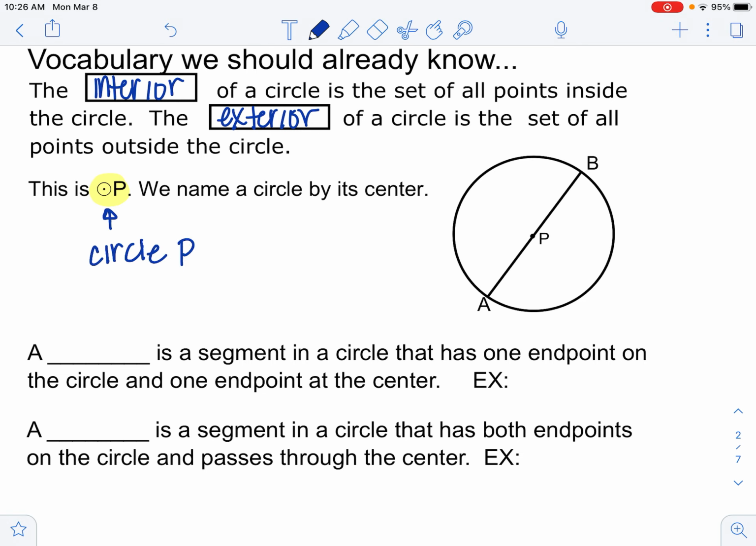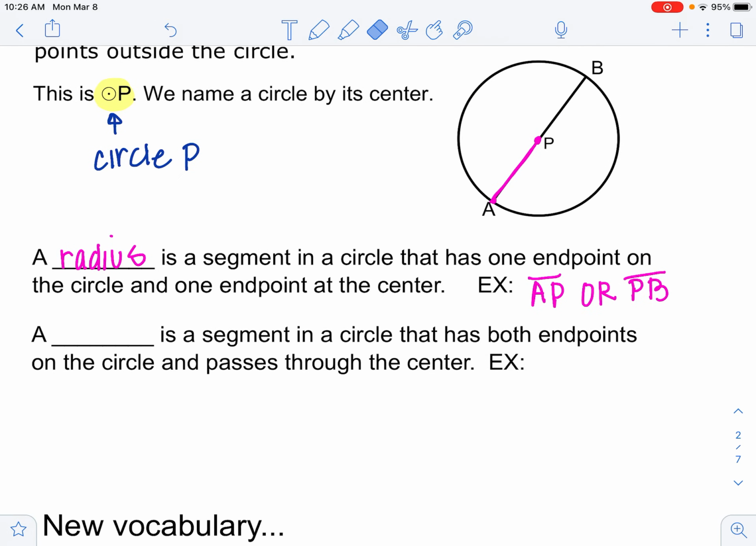All right, so now we have 2 more vocabulary words. A blank is a segment in a circle that has one endpoint on the circle and one endpoint at the center. So one endpoint on the circle, one endpoint at the center. What's this called right here? That is called a radius. Now an example would be AP is a radius. What's another radius? I'm going to put OR here. Okay. This is another radius, PB or BP. Okay, so that's another radius. I'm just going to leave one of them highlighted or darkened.